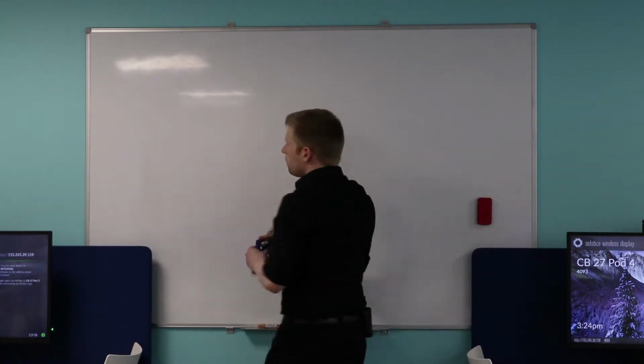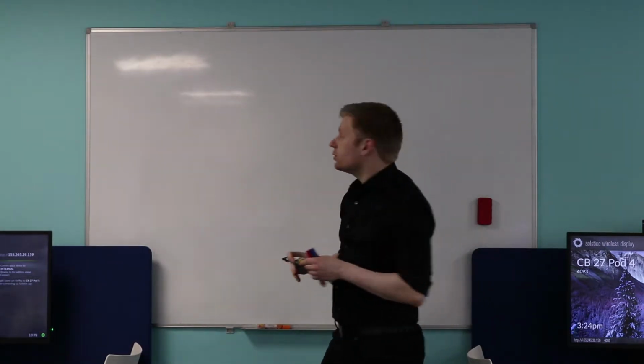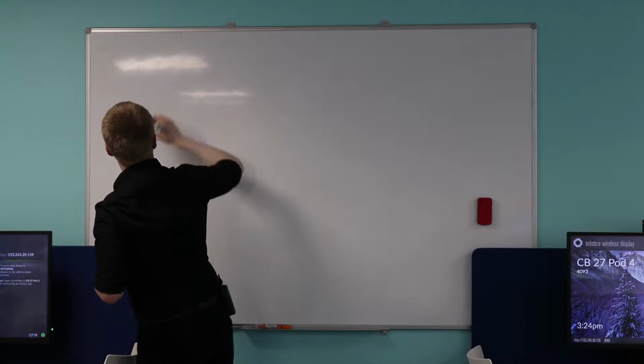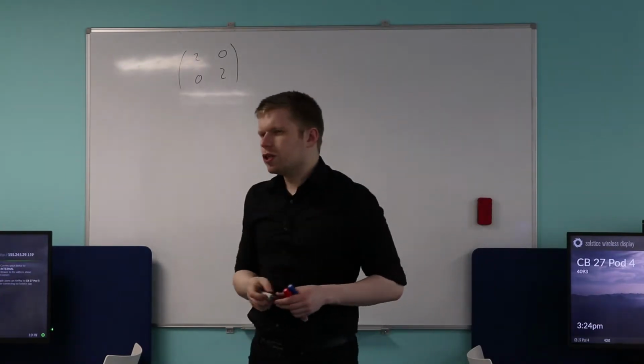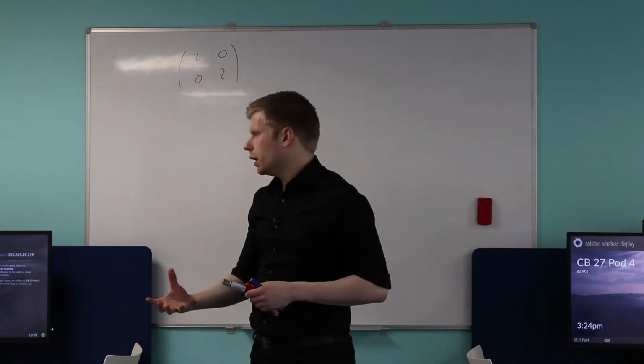So, here's what I want you to think about. Let's suppose we have a transformation matrix that looks something like this. Let's keep it to 2, 0, 0, 2. So this is my transformation matrix, okay? Can anybody tell me what that transformation matrix is? How would you describe it verbally?